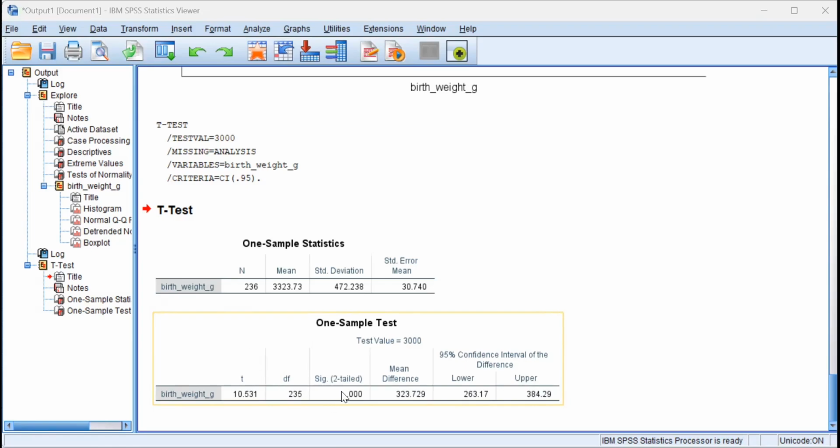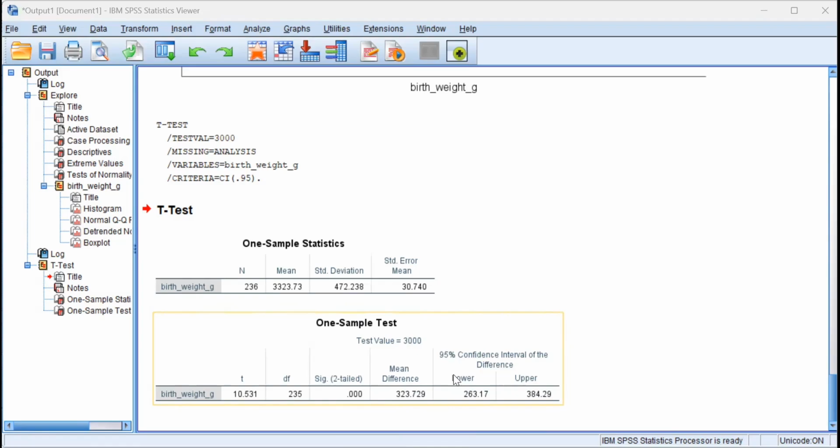And then you have your p-value here, which is significant. You have the mean difference, and the lower and upper limits. It means that your mean here is 3,323, as you can see, which is not very far from 3,000. So if this was a one sample t-test, we would be accepting what? Our hypothesis that indeed the average birth weight is 3 kg.